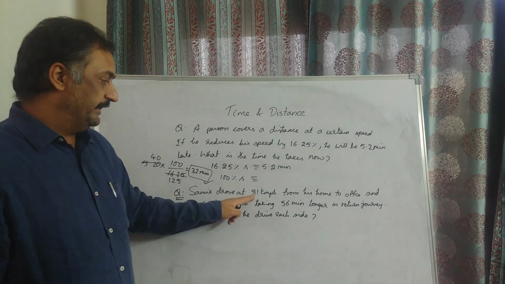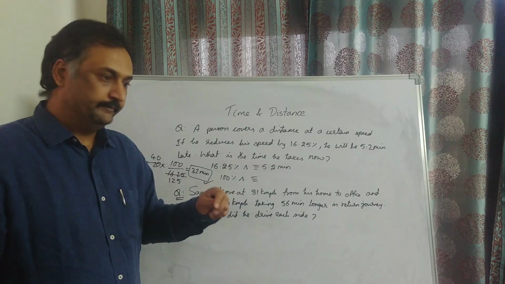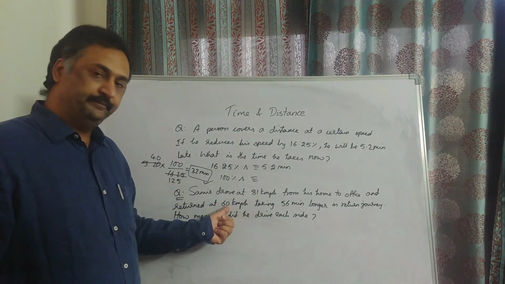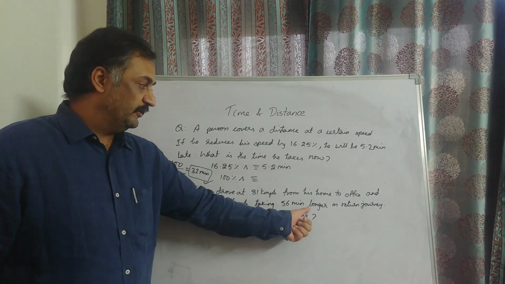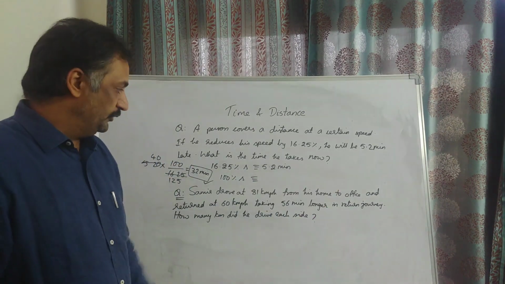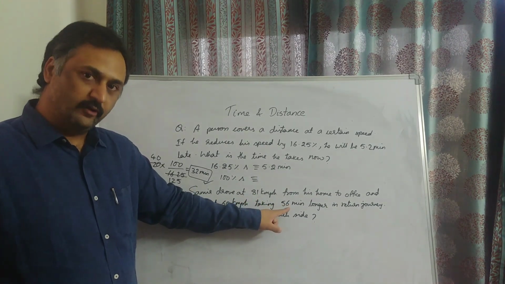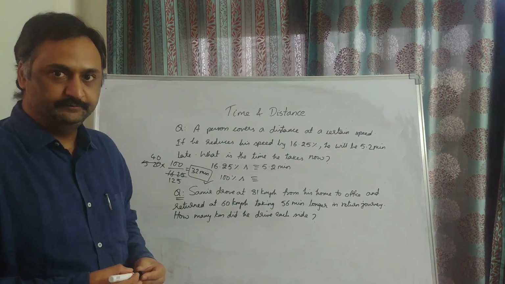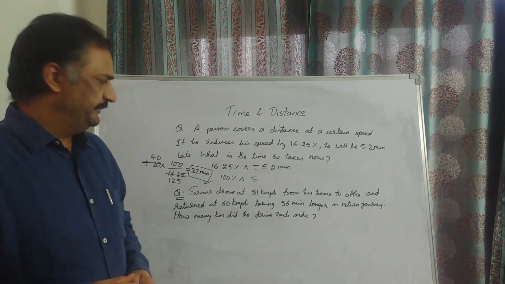Samir drove at 81 kilometers per hour from his house to office and returned at 60 kilometers per hour. So he reduced his speed. Because of this reduction of speed, he took 56 minutes longer in the return journey. Then what is the distance on each side of travel? You can use many methods, you can form an equation and do, but I will use proportions only.